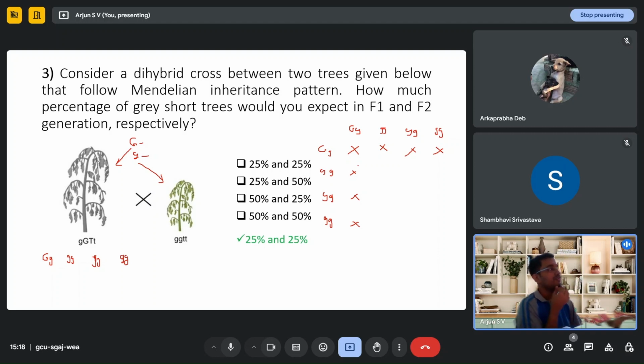Once again, I'm getting something wrong here. Okay, it's okay. We'll come back to this problem in a while. I forgot how I did the calculation first. I will come back to this problem later.